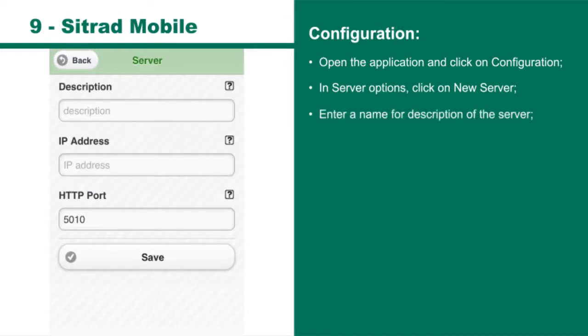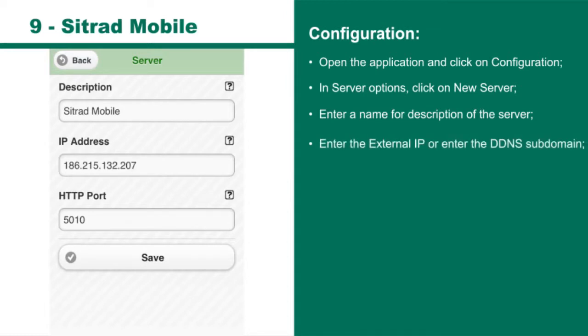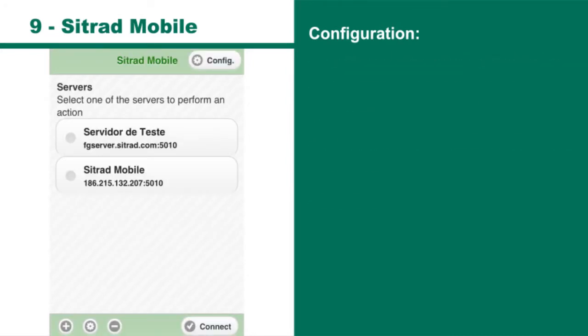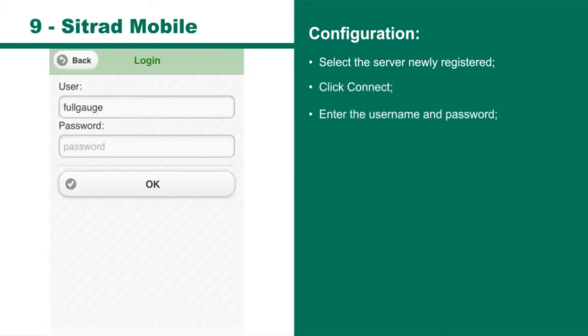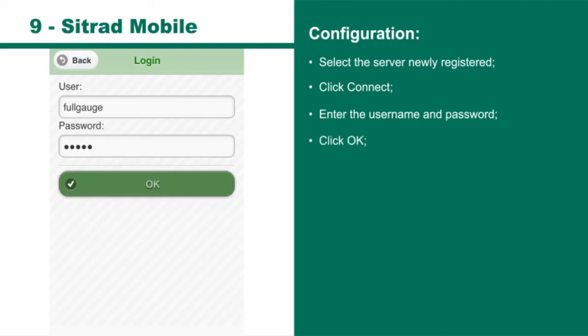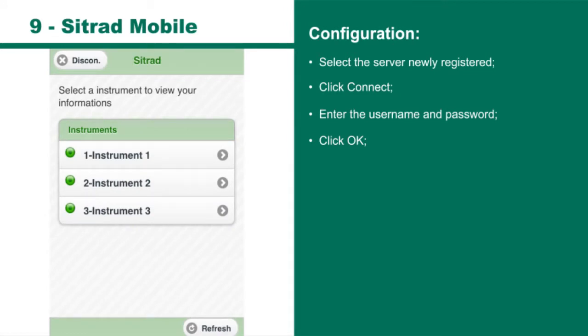Enter a name for description of the server, enter the external IP in case you have a static IP, or enter the DDNS subdomain. On port, maintain 5010. Connection of the remote is similar to the connection of mobile, the only difference is the port. Click Save. Back to the home screen, select the server newly registered and click Connect. Enter the username and password you created earlier on Sitrad Local and used on Sitrad Remote, then click OK. In the next window, you will see the instruments connected to Sitrad Local.